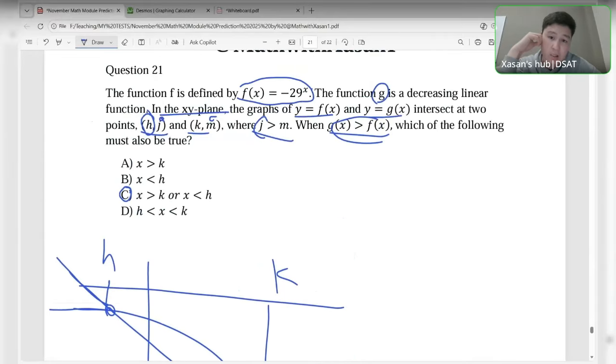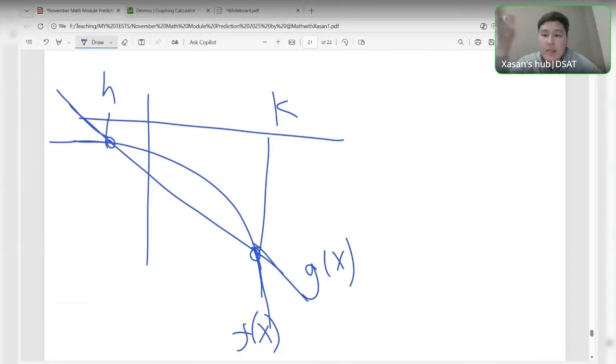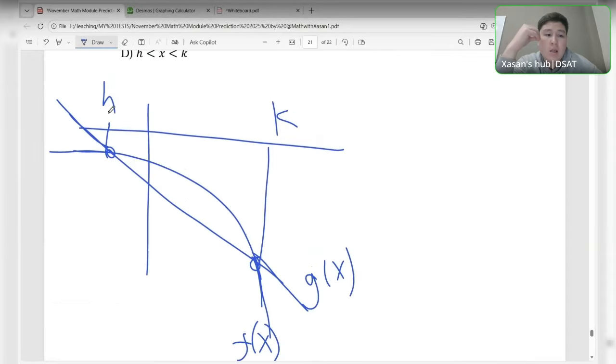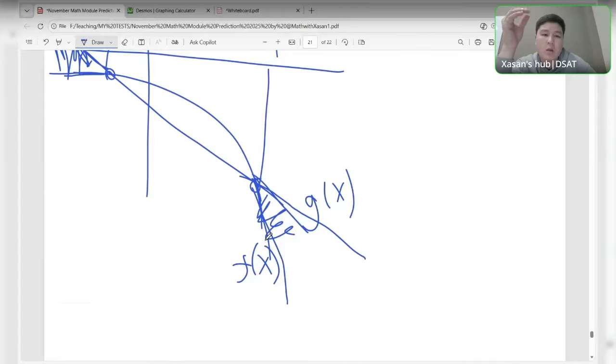And the question is saying that g of x must be greater than f of x. In which intervals? Just look, in which intervals is g of x greater than f of x? As you can see here, the line is just above the exponential. So you will get this part, and the same on the right side, because there as well the line is greater than the exponential.